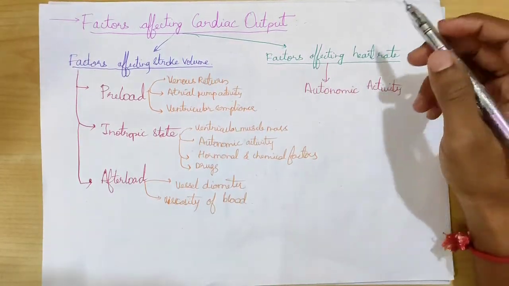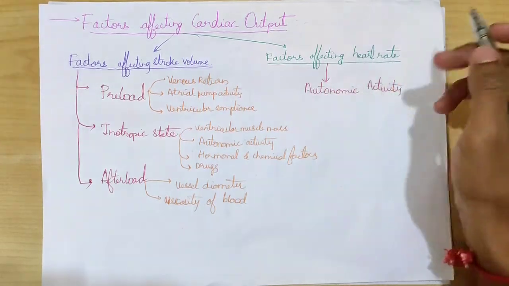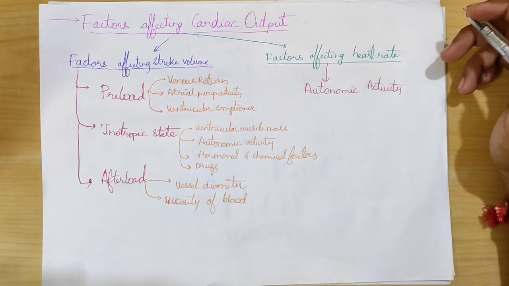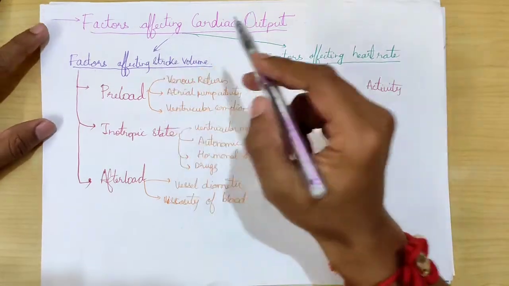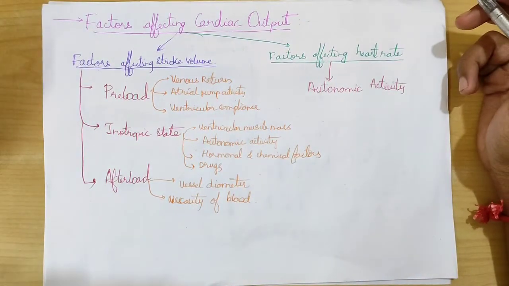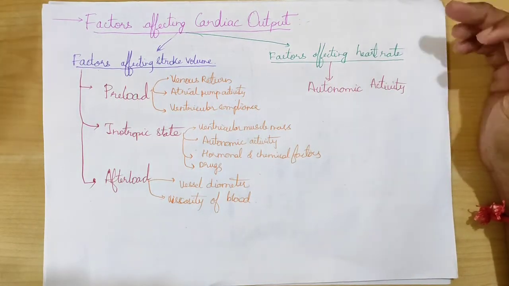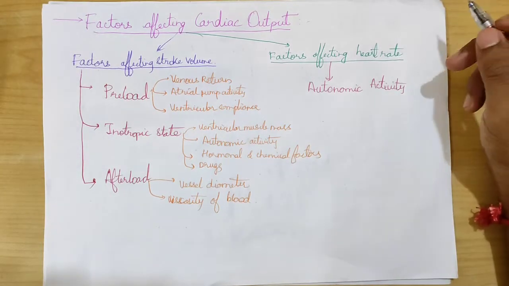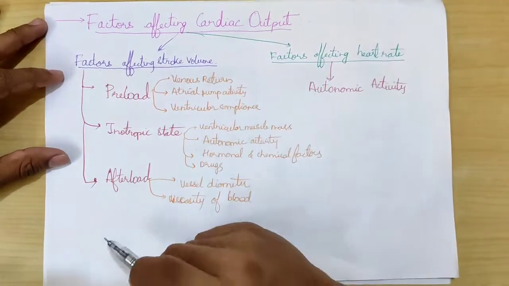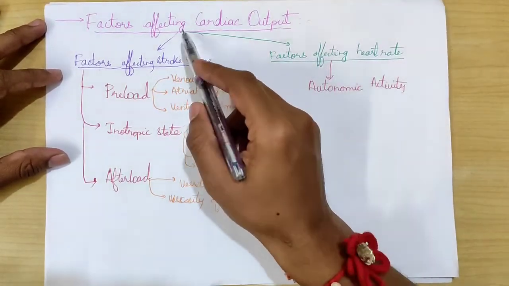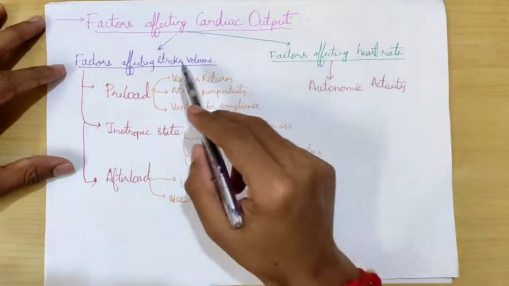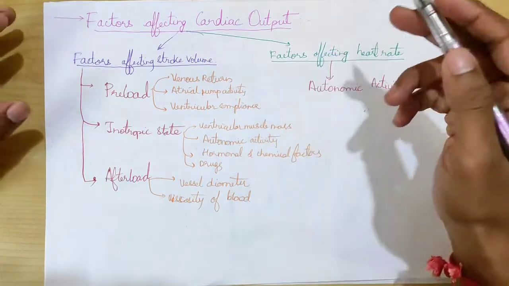You may think, what is the difference between factors regulating the cardiac output and factors affecting the cardiac output? Factors regulating the cardiac output are the factors which maintain or regulate the cardiac output. The factors affecting the cardiac output are the factors that, when there is a change in them, the cardiac output can change. In the factors affecting the cardiac output, there are two points: factors affecting stroke volume and factors affecting heart rate, because stroke volume and heart rate multiplied give cardiac output.